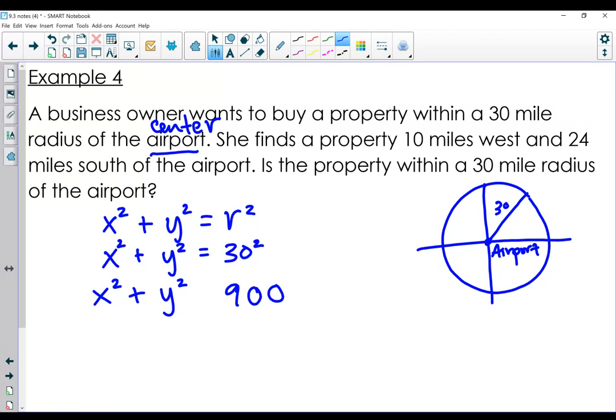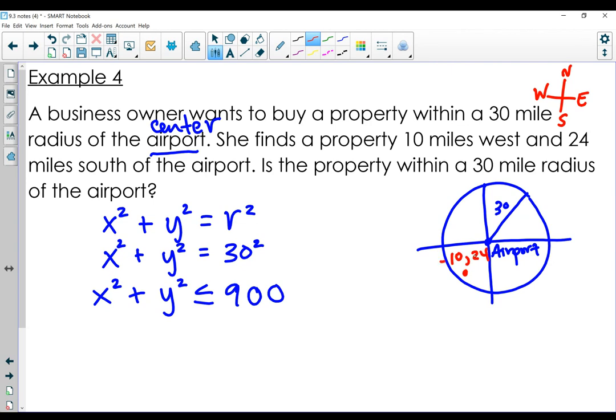If I want it to be within that 30-mile radius, that means I want it to be less than or equal to a 30-mile radius. So instead of an equal sign in my circle, I'm going to have less than or equal to. Now I have to decide if this property 10 miles west and 24 miles south actually works for this. So I want to figure out where that would be on my graph. So I'm going to go up here and draw a little compass. Let's see, never eat soggy waffles. And if this property is west and then south, it's going to be negative for x and then negative for y. So 10 west and 24 south.